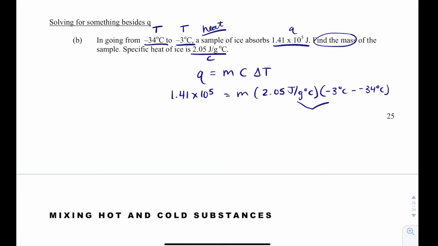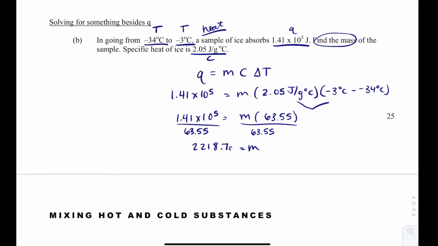And when I do, I get M times 63.55 equals 1.41 times 10 to the 5th. I'm going to divide each side by 63.55. And then I'm going to take 1.41 times 10 to the 5th, divide it by 63.55, and I get 2218.7 grams.